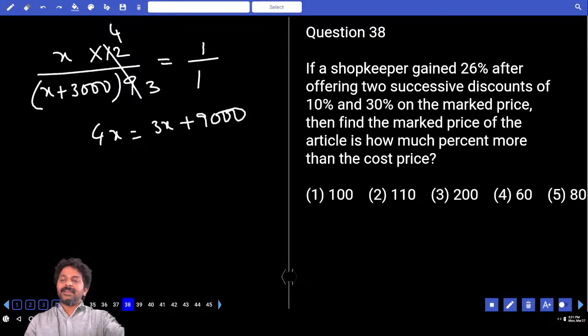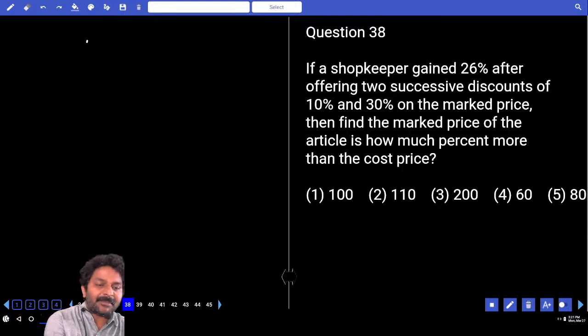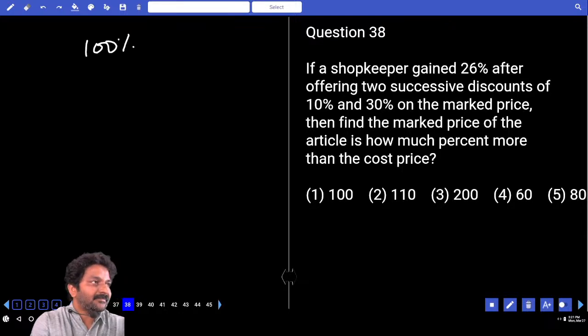If a shopkeeper gained 26% after offering 2 successive discounts of 10% and 30% on the market price, then find the market price of the article is how much percentage above the cost price. Okay, let me take my market price as 100%.